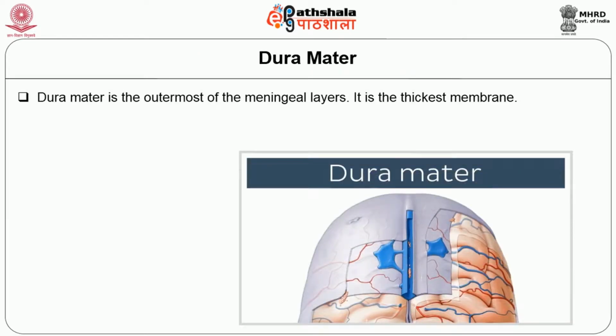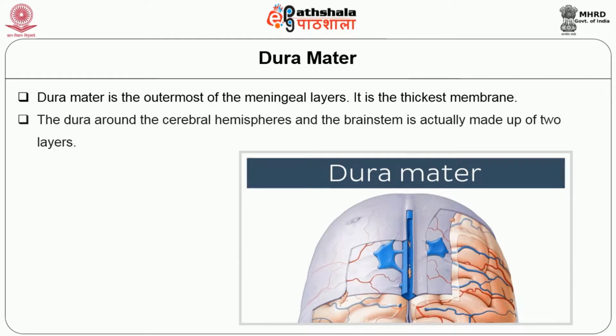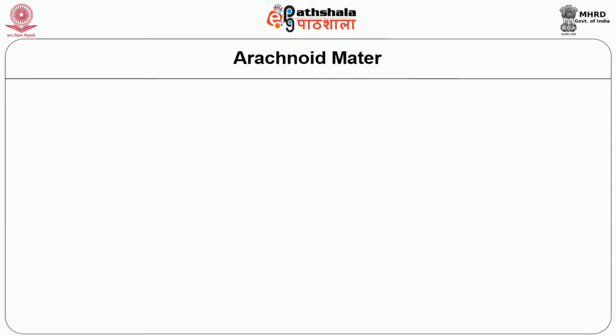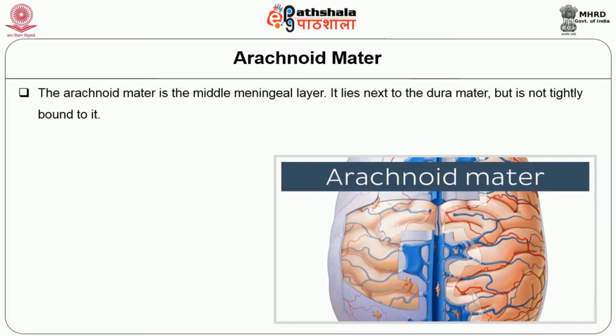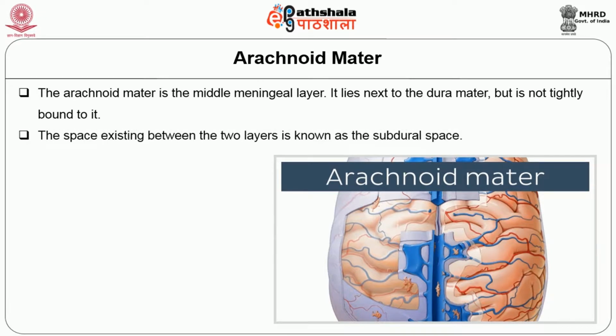The Dura Mater is the outermost of the meningeal layers. It is the thickest membrane. The dura around the cerebral hemispheres and the brainstem is actually made up of 2 layers. The outer layer is attached to the inner side of the skull. Coming to the Arachnoid Mater, it is the middle meningeal layer. It lies next to the Dura Mater, but it is not tightly bound to it. The space existing between the 2 layers is known as the subdural space.